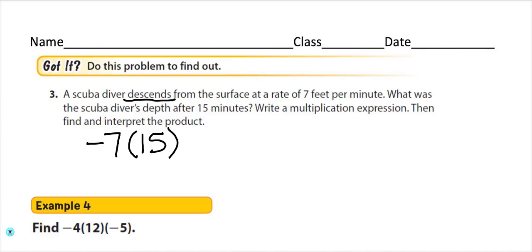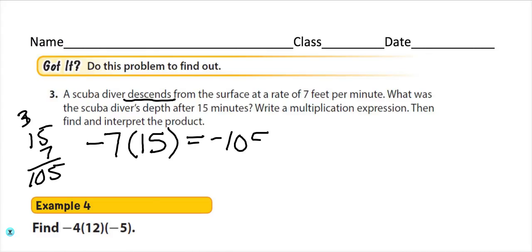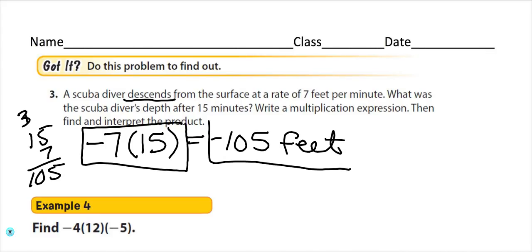So we need to take 7 times 15. Let's work that out real quick. We get 105. So it's -105, and in this case, again, that would be the number of feet. So again, here's my answer, and here's my answer. It's always a good idea to put a little box or a circle around stuff, especially if you have multiple parts of the question going on there.